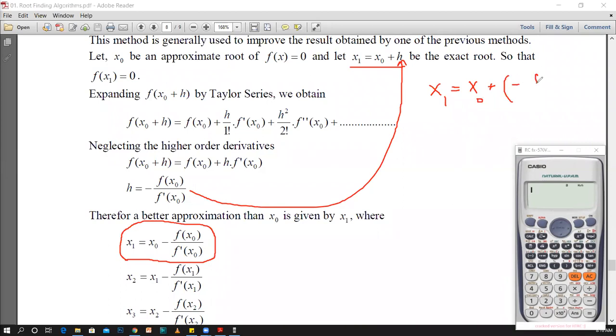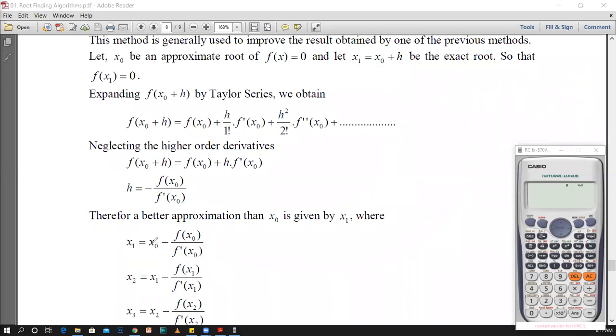minus f(x naught) divided by f dash x naught. Therefore, once you solve the bracket, plus into minus becomes minus, and you get the value of x1 equals x naught minus f(x naught) divided by f dash x naught. Now you have a better approximation than x naught. Therefore, using the iterative method, you can find a much better approximation than this x1 also.